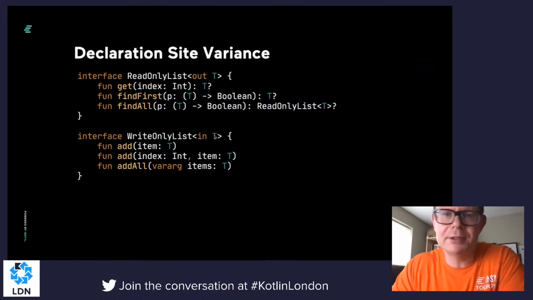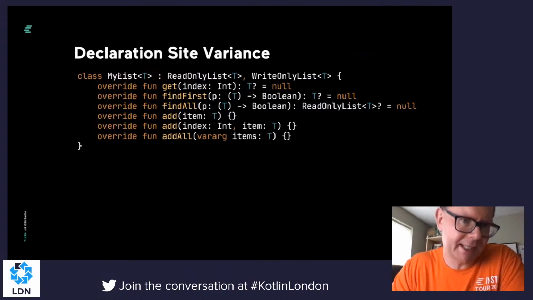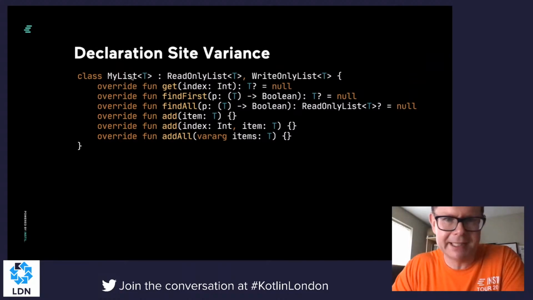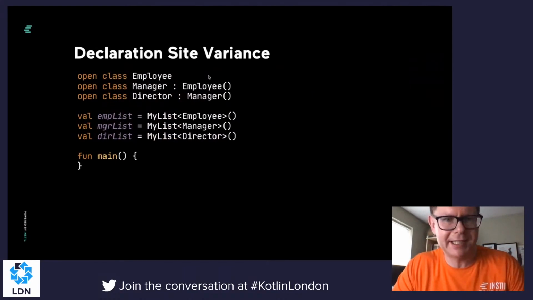So I can have both those interfaces, and then of course the same concrete type can implement both of the interfaces. So I can have a MyList that implements the read-only list and the write-only list. And then the same questions can be asked.